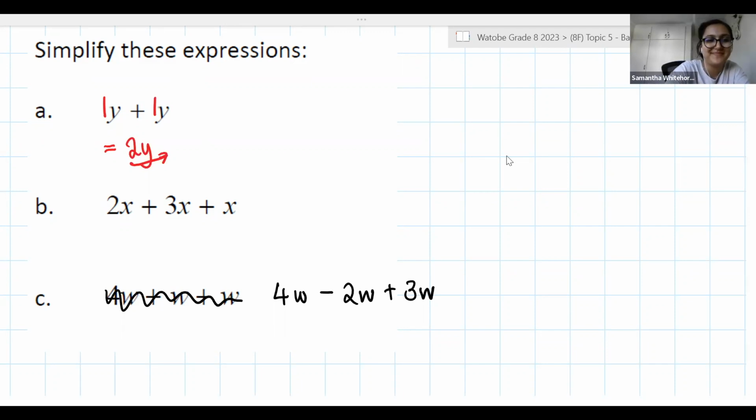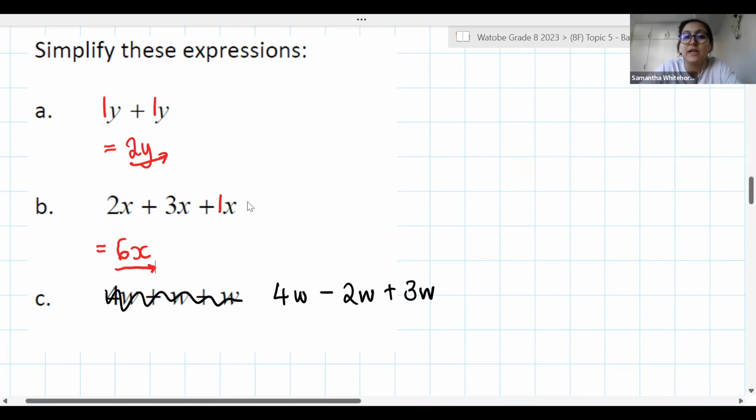Yes, ma'am. So B is 2x plus 3x plus x equals 6x. 2x plus 3x plus 1x equals 6x. Excellent. So guys, again, remember there's that invisible or ghost one in front of the x, as Olonda said to us. And so we need to remember it's there. And exactly as Olonda said, we simplify that to 6x. Very nice. Well done.